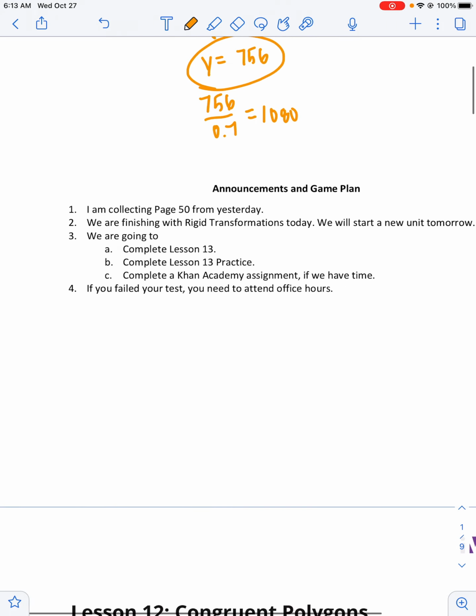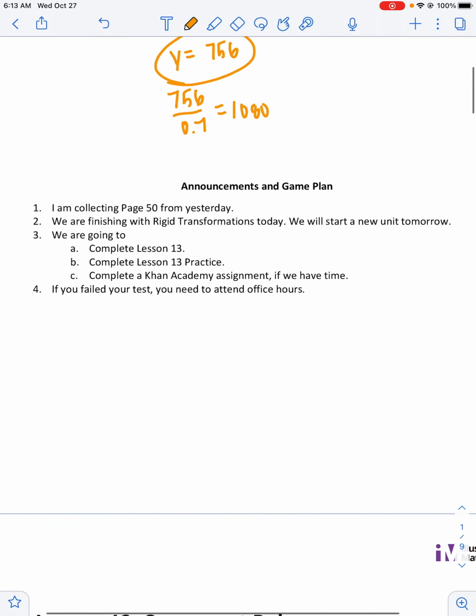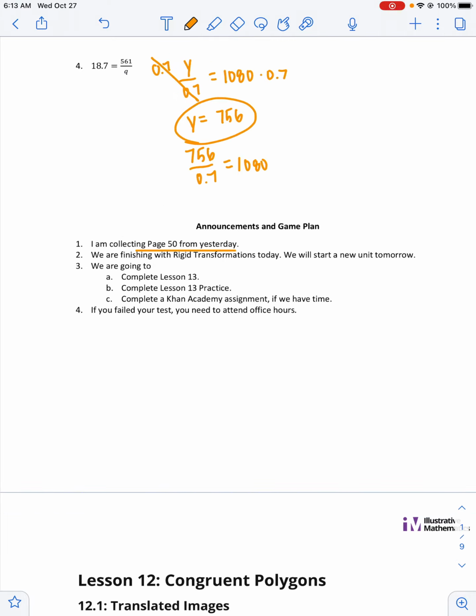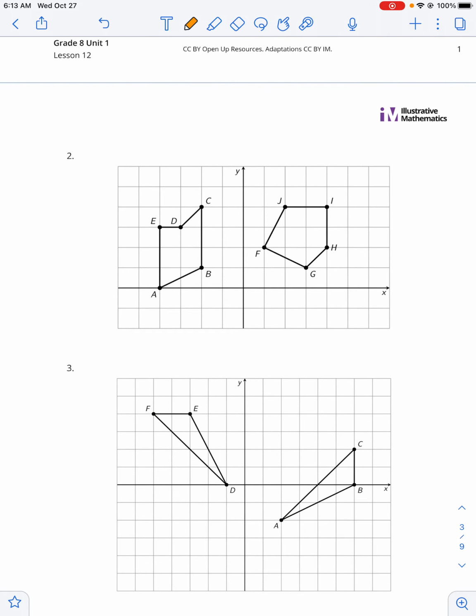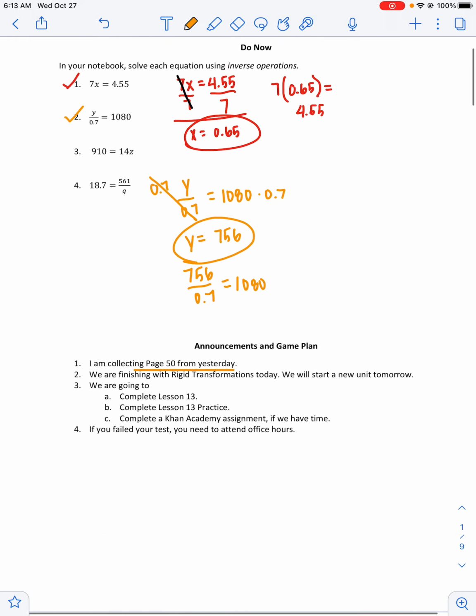All right, so in today's class, we did a few things. The first is I collected a page from yesterday, but that page from yesterday is actually something you're going to work on today. The page that I'm grading and collecting is this page right here, 2 and 3. So it's slide 3 for you guys. You'll see it when you get there.